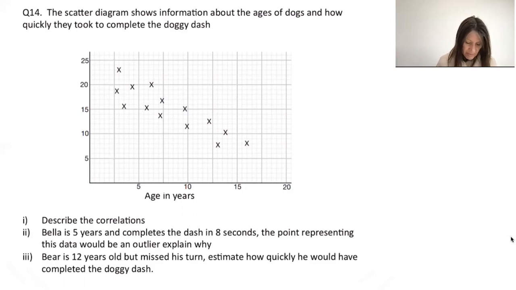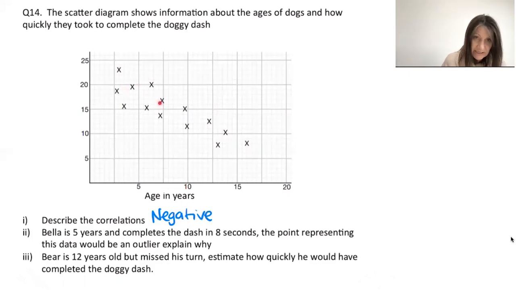Okay, so we're asked to describe the correlation. It should just be one correlation, which is negative. So we've got a negative. It's not the strongest, but there's definitely a downward trend going on there, isn't there? It's definitely heading downwards. Bella is 5 years and completes the dash in 8 seconds. The point representing this dog would be an outlier. And you have to explain why.